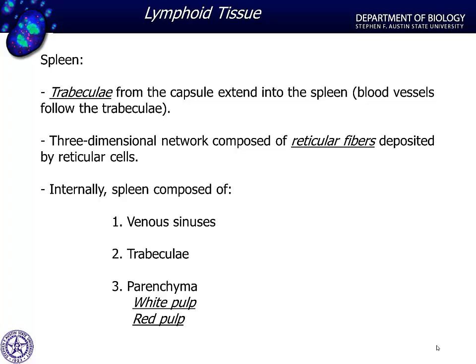But then as we get into the area where we have these venous sinuses, this is where we're going to be passing red blood cells through these stave cells of the sinuses to clean them and to get rid of old red blood cells. And so the red blood cells will be spilling out into these sinuses, and that's where we'll find the red pulp.